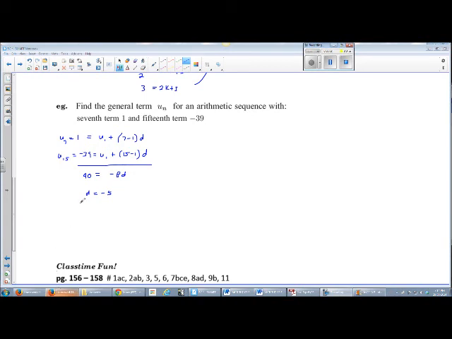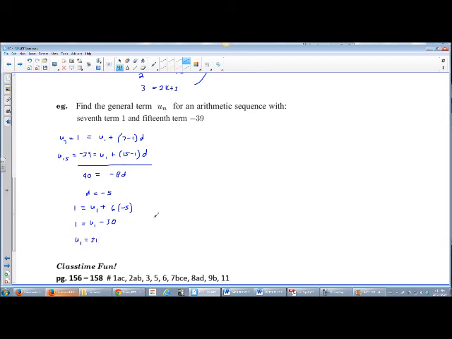Okay, so now that we have the common difference, I'm going to go back to the 7th term here, which is 1. I'm going to say that equals u1, the first term, plus 7 minus 1, which is 6, multiplied by the common difference, which is negative 5. So 1 equals u sub 1 minus 30. I'll add 30 to both sides. So the first term is 31.